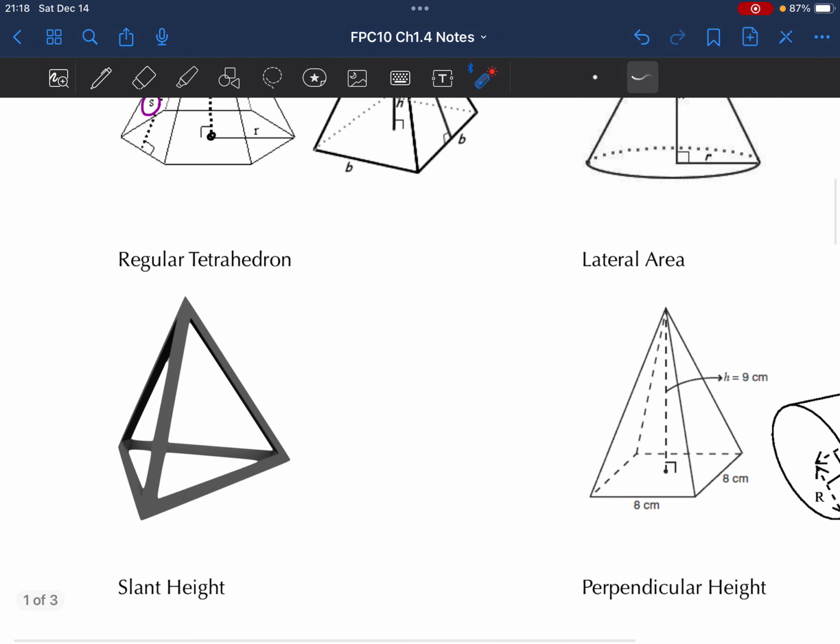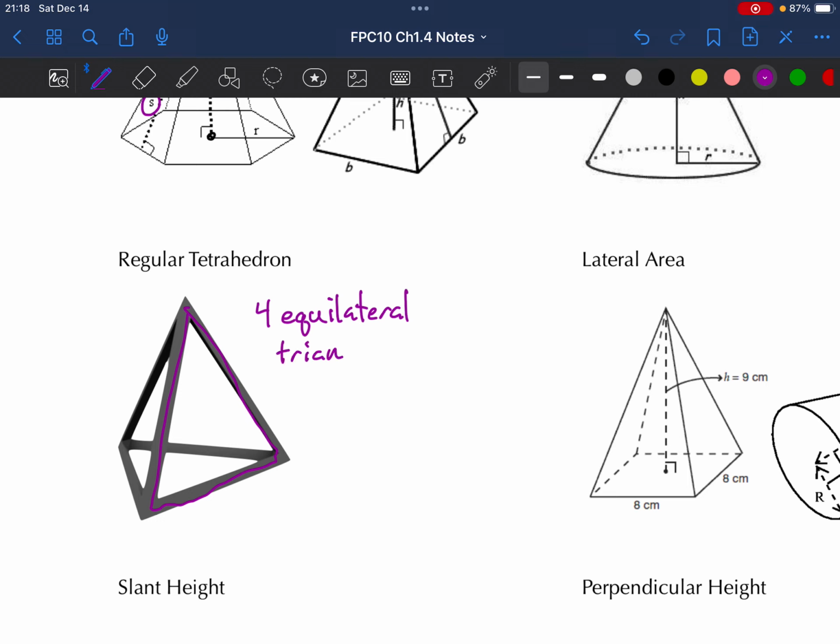All right. A regular tetrahedron is a shape with 4 equilateral triangle sides. So there's 4 equilateral triangle faces. You could call this a triangle base pyramid.